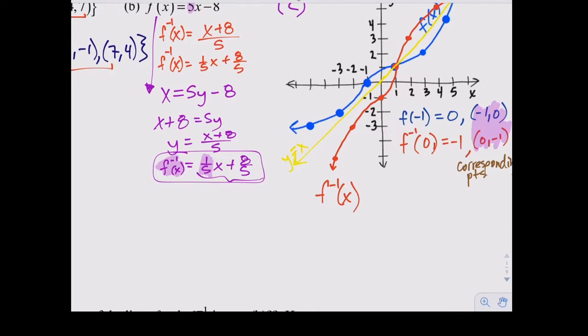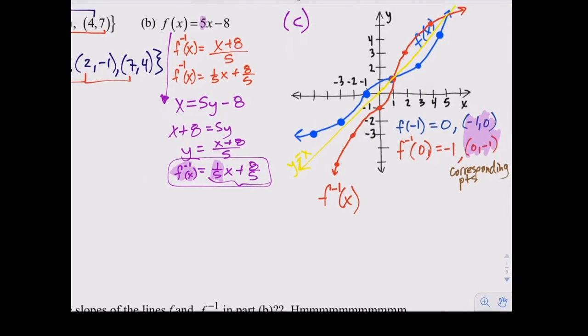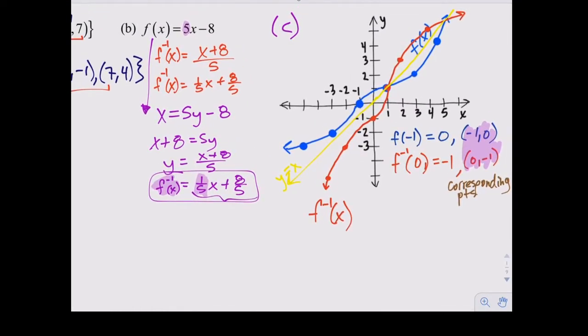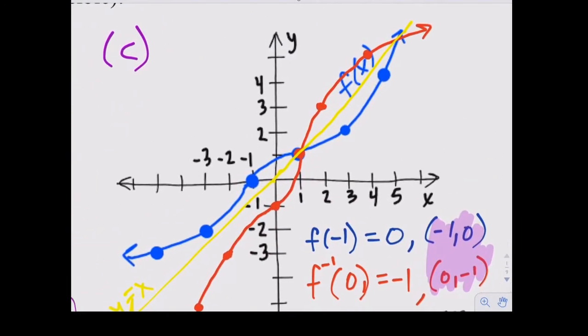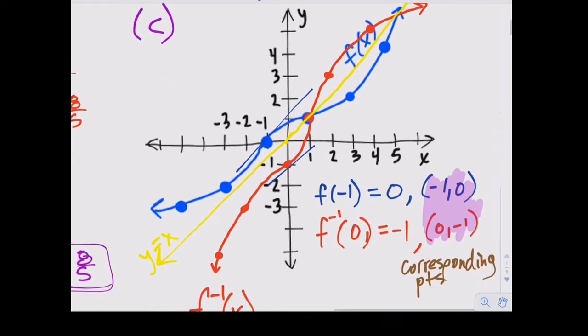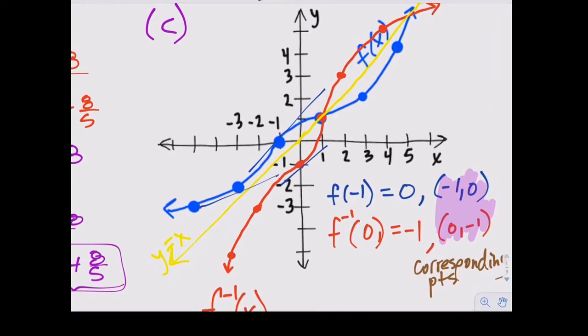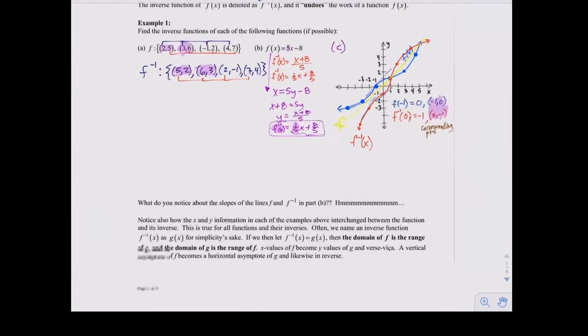Y equals x. And then the last thing we noticed was that the slopes appeared to be reciprocals of each other. Like in the equation on part B, we had a 5 and a 1/5. And if you were to analyze a couple of slopes over here, maybe the slope at -1, 0 and the slope at 0, -1, or maybe the slope right here at -3, 2 and 2, -3. Could it be that they're reciprocals of each other as well? Possibly.